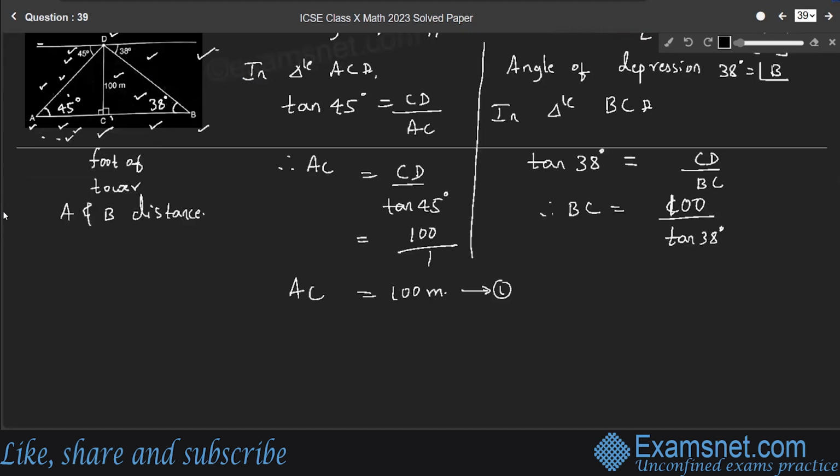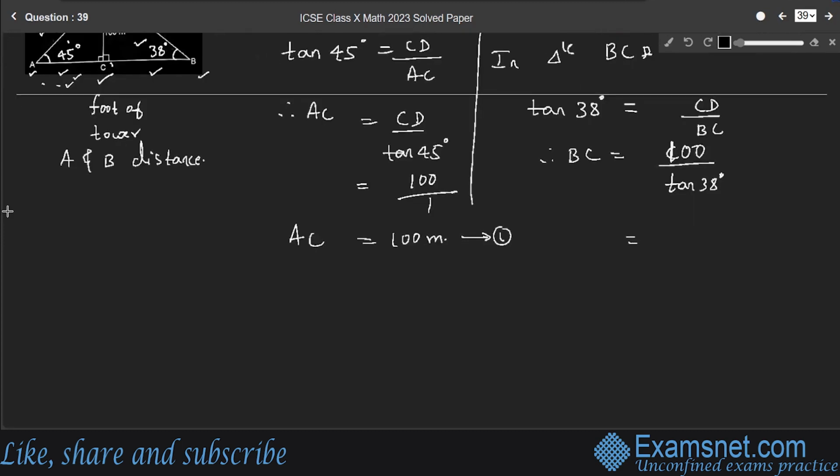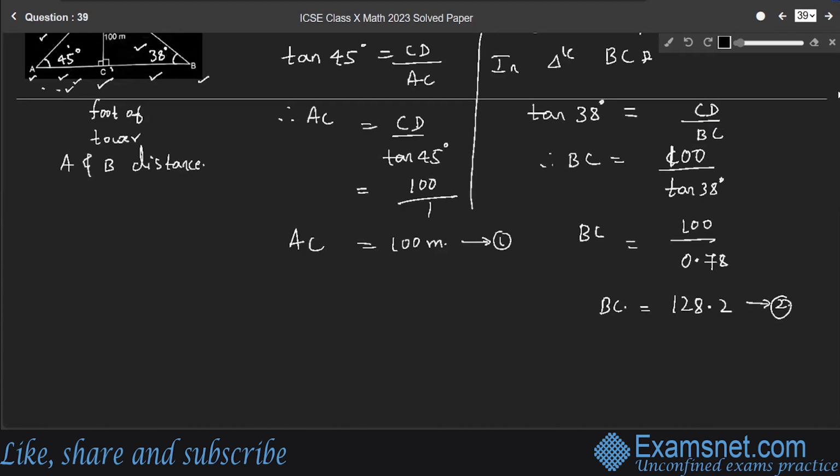Using mathematical tables, find tan 38. What's the value of tan 38? It is 0.78. So 100 by 0.78 is BC. Now calculate 100 by 0.78. You will get 128.2 as BC. Consider this as 2.